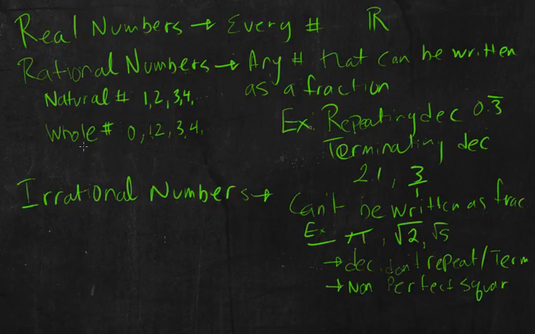So the final type I'm going to talk about is integers. Integers is a lot like the whole numbers. It has 0, 1, 2, 3, 4, but it also has the negative of them. So it has negative 4, negative 3, negative 2, negative 1, and then it starts with the whole numbers. So it has all the whole numbers plus the negative numbers. But there are no decimals. They're whole numbers basically, with negative ones as well.